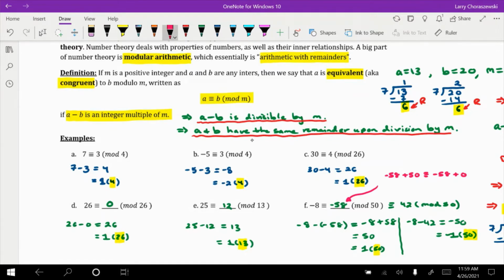Now, in real life, negative 58 plus 50 gives us negative 8, which confirms that negative 58 is one of our answers. But if you continue to add 50s to each new number, you get more and more answers, and so there are infinitely many answers to something like a congruence statement.